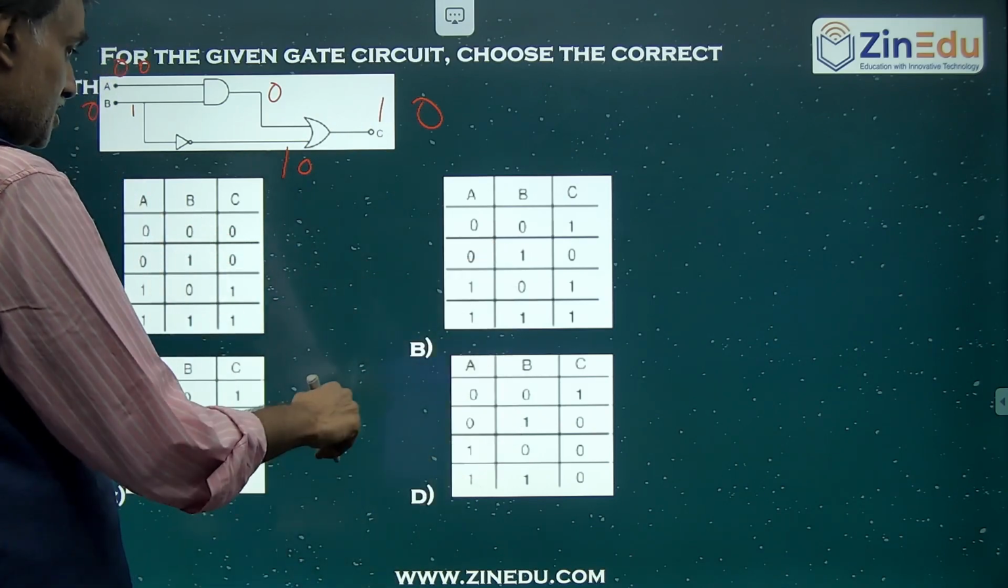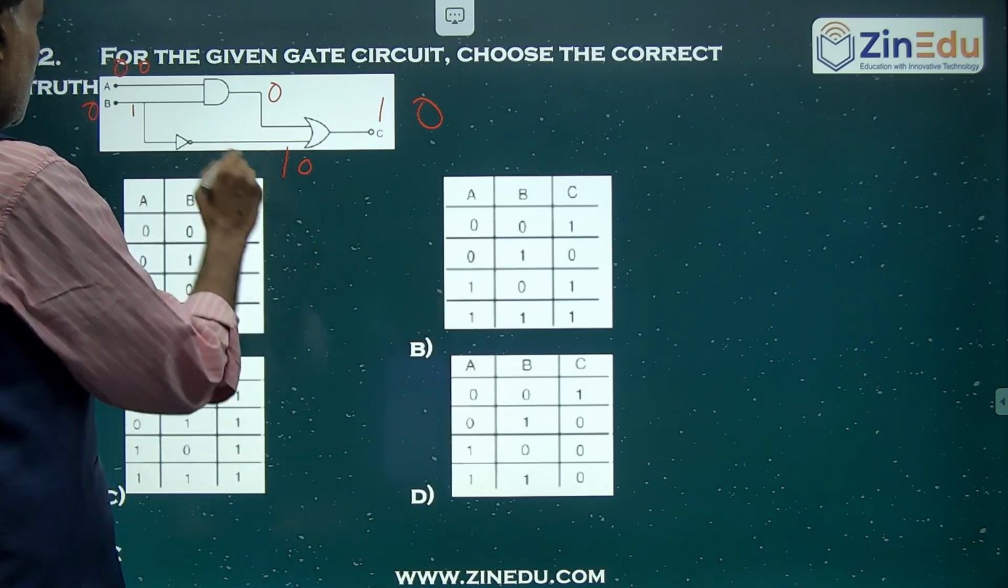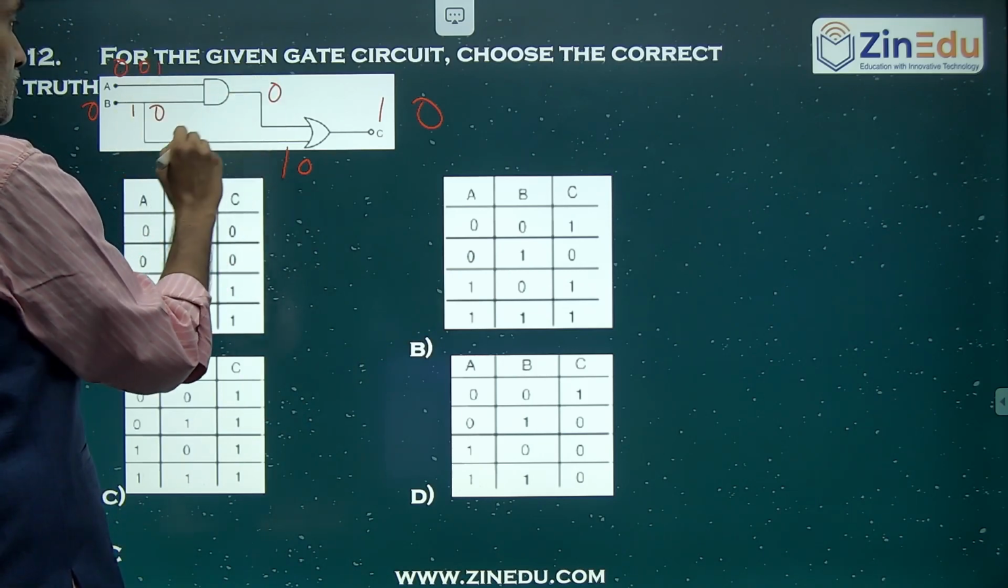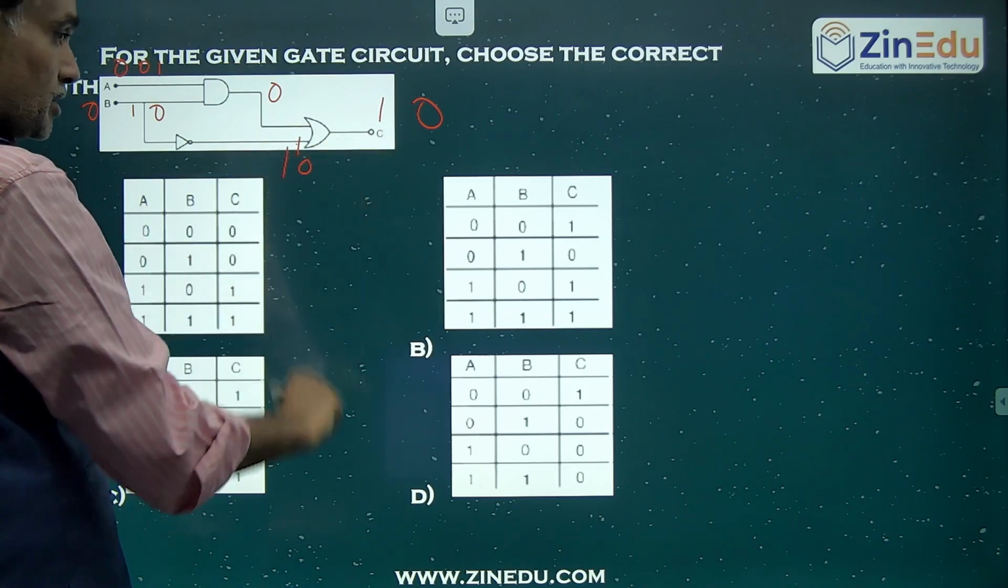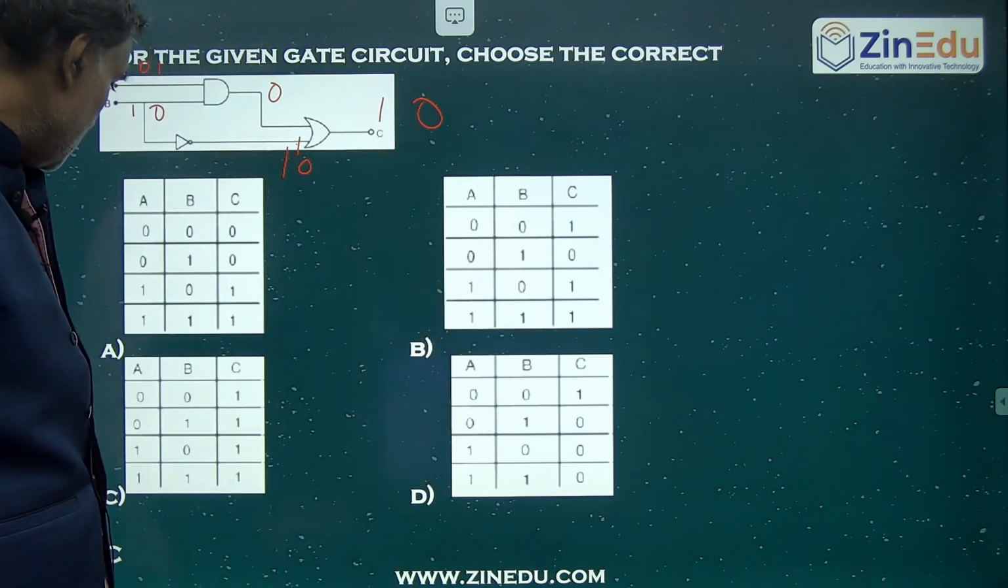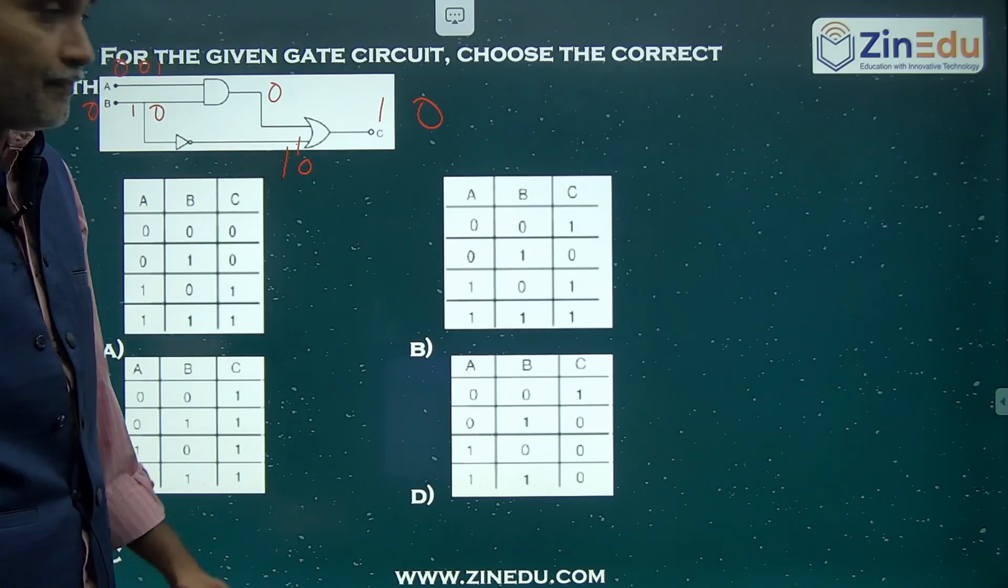Next one is 1, 0. If I put 1, 0, what do you get? 1, 0 means 0, and 0 means 1. So I should get 1. So B should be the answer. The answer is B, not C. Wrong, I think.